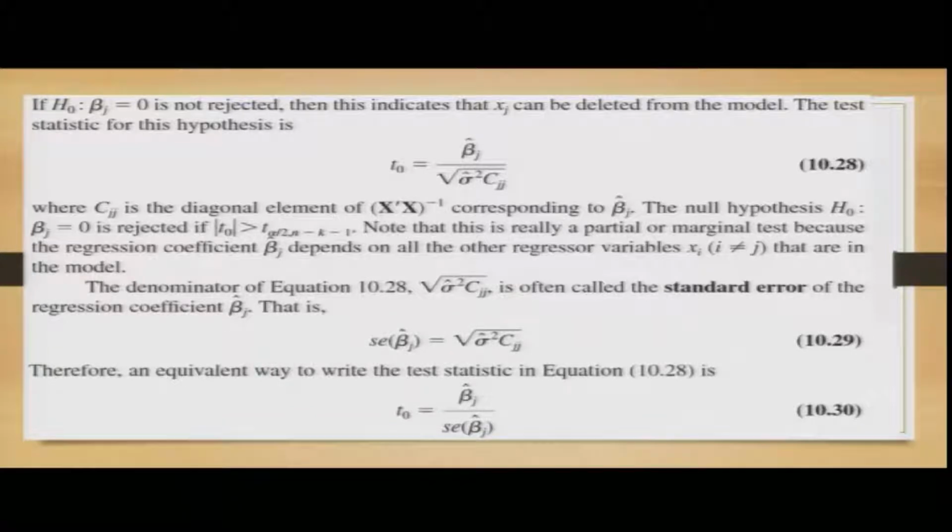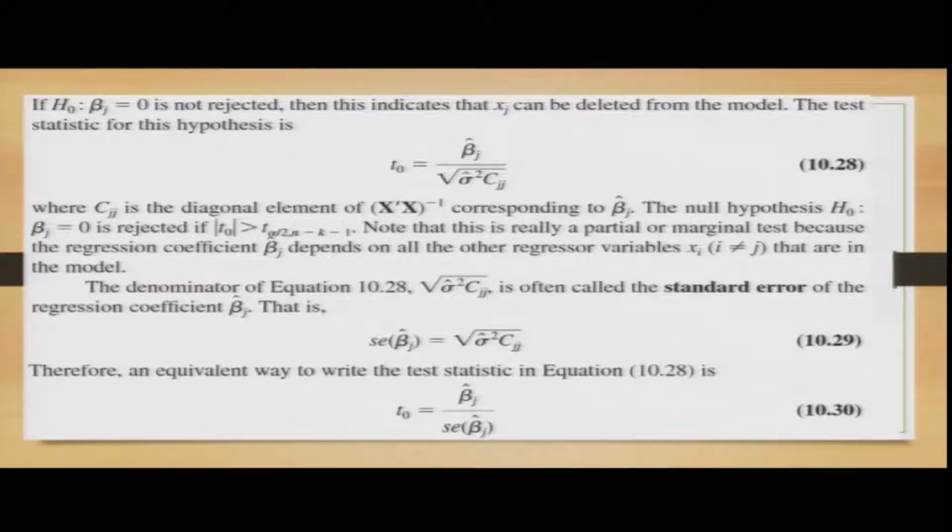And then we would consider things in the subsequent lecture which we are going to cover today. Now, if H naught, which is the null hypothesis beta j is 0, is not rejected, which means there is no significant linear relationship, then this indicates that x j can be deleted from the model. So, if it is not rejected, we will consider deleting it, depending on what our actual hypothesis is. The test statistic for the hypothesis would be the t value.